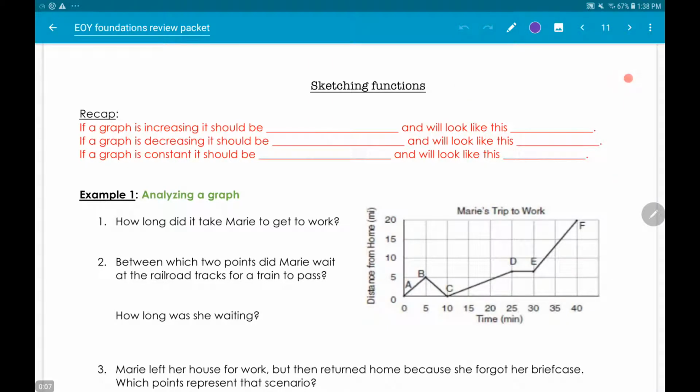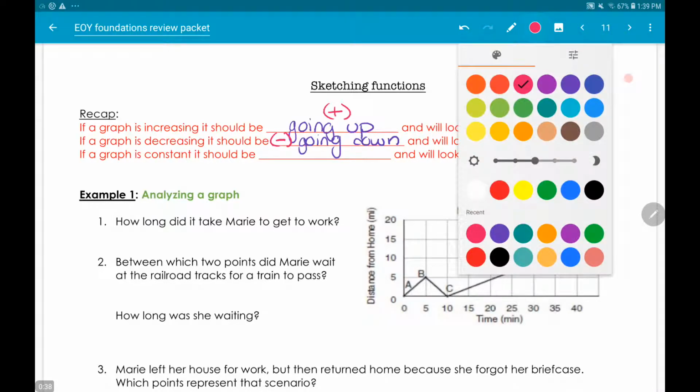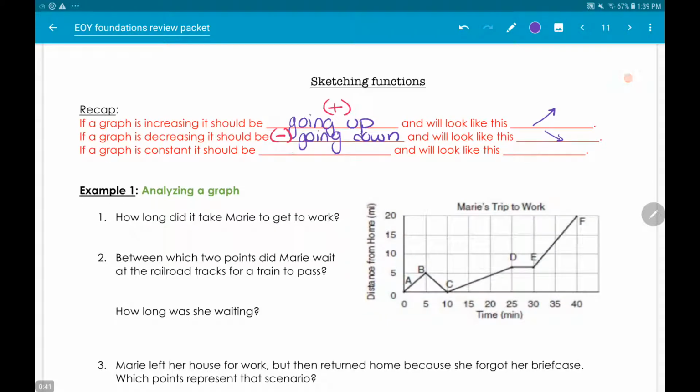So if a graph is increasing, it should be going up and it will look like this. If a graph is decreasing, that means it's going down and it will look like this. Okay? That also means when it's increasing, my graph is positive, and when my graph is decreasing, it is negative. Alright? If a graph is constant, it should be flat, and it will look like this.